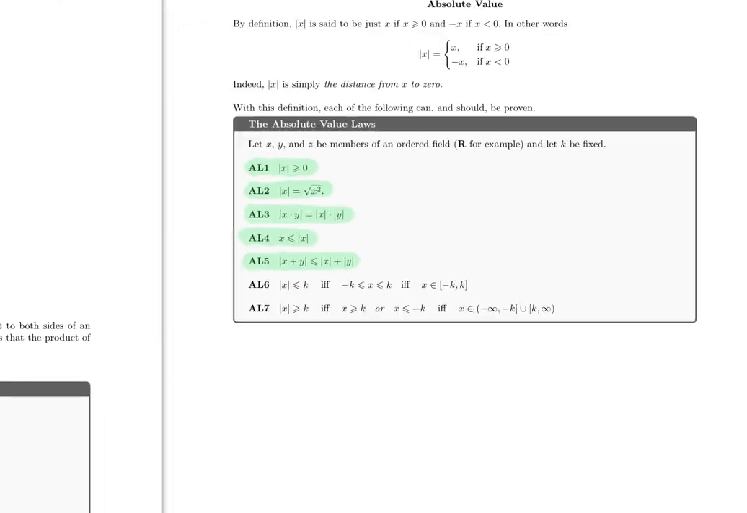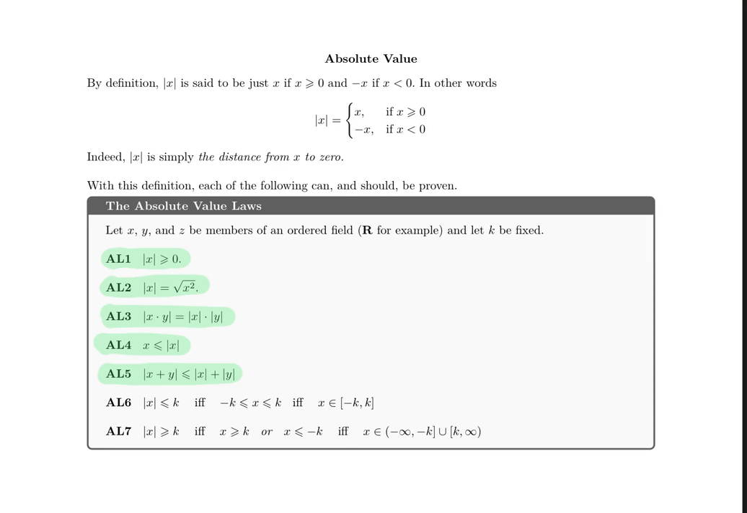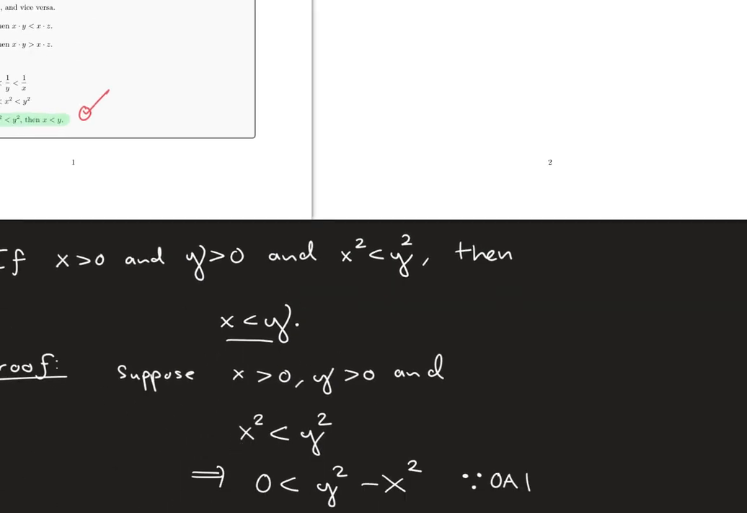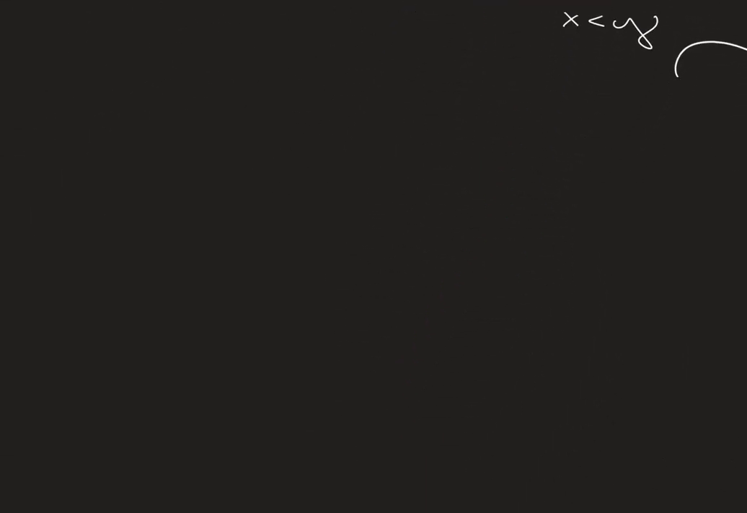We want to show that no matter what, the absolute value is bigger than 0. In our brains, we're like, well, we've known that forever, but have you proven it? So let's see. Let's prove AL1. And that is that the absolute value of x is always bigger than or equal to 0.